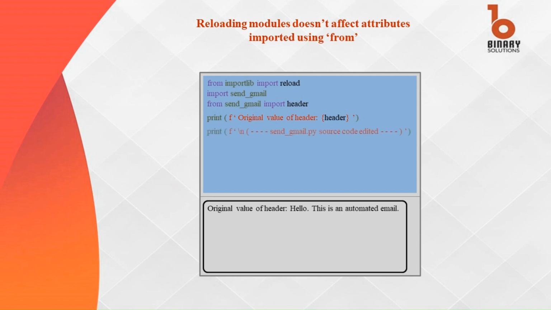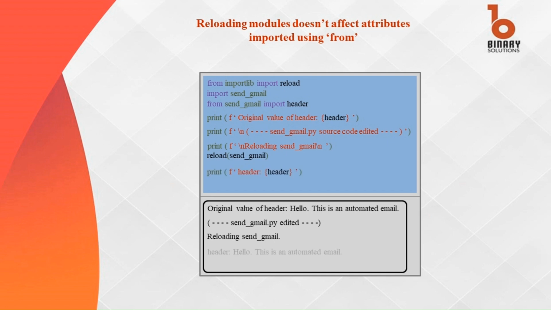The source code of sendgmail.py is then simulated as being edited, updating the header value. After reloading the module with reload(sendgmail), the header variable imported directly still holds the original value because the from import syntax creates a separate static copy of the imported attribute at the time of import. However, when the updated header is accessed through sendgmail.header, the changes are reflected correctly, showing the updated value, "Hello from Johnny's hot dogs."